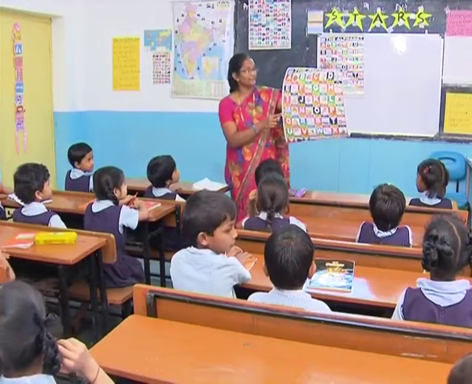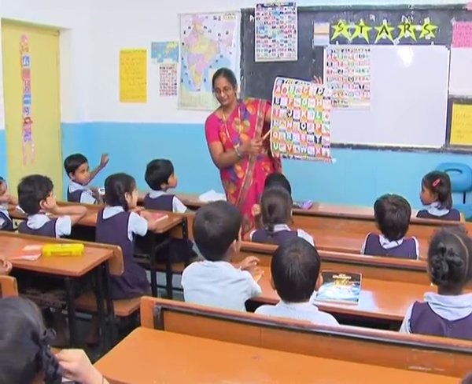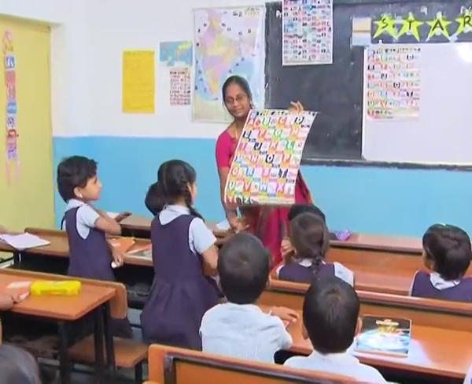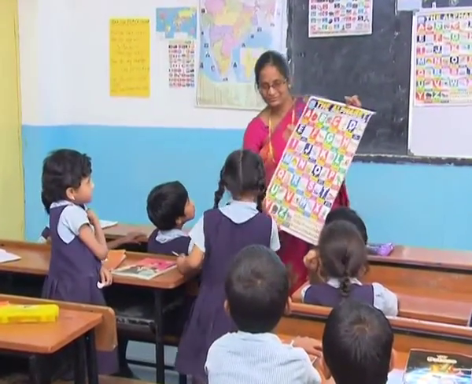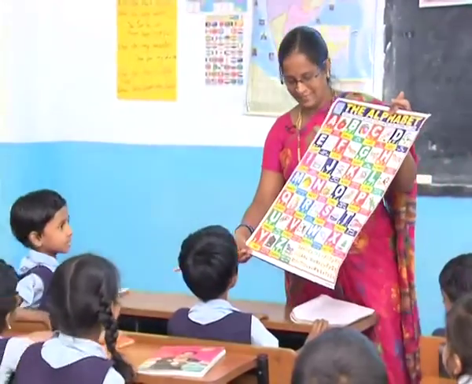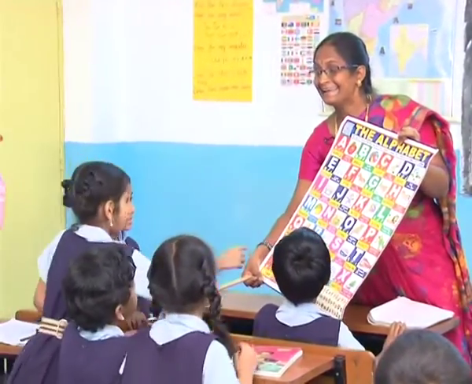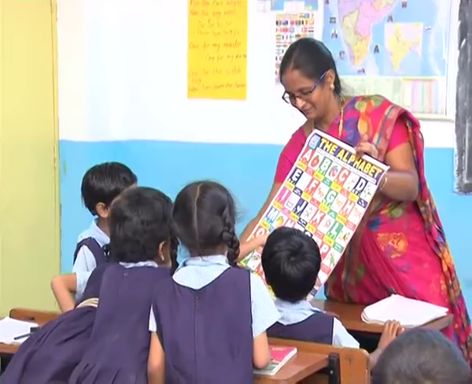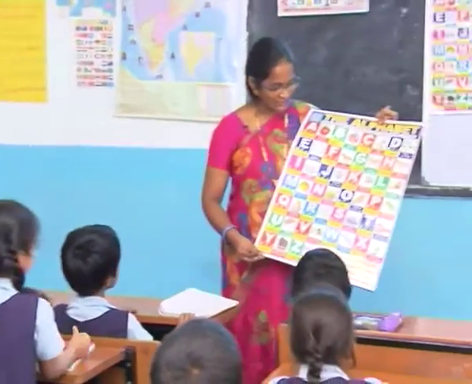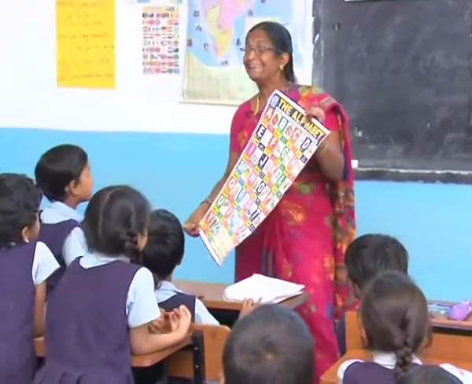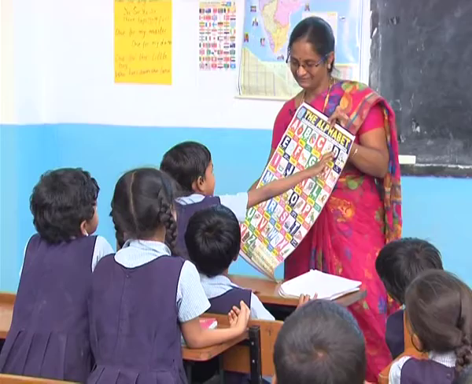Divya, can you show me the alphabet K? K. K. Very good. Thank you. Swati, can you show me the alphabet N? N. N. Very good. Madhushalini, can you show me the alphabet D? D. Very good.